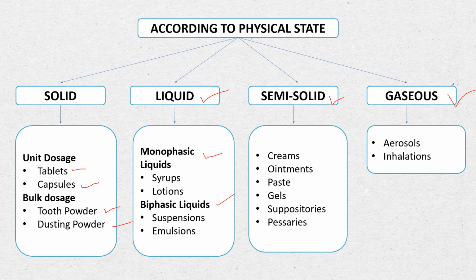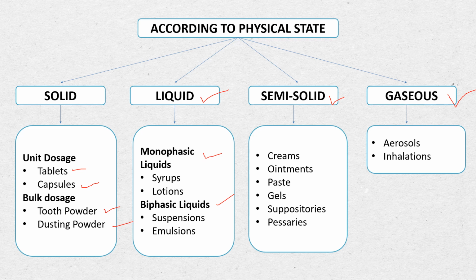Monophasic liquid forms refer to a liquid preparation containing two or more components in one phase system, and it is represented by true solutions, which contain syrups and lotions. Syrups are of various types, that is medicated syrups, flavored syrups, invert syrups, etc. And lotions are liquid preparations meant for external use without friction. Lotions are not applied on broken skin because they cause irritation.